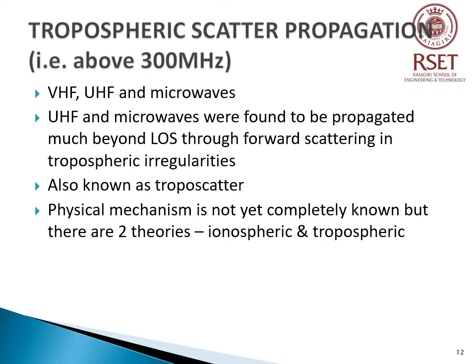The physical mechanism is not yet completely known, but there are two different theories involved. First one is ionospheric and is believed to be resulted from scattering of radio waves from lower E layer of the ionosphere. And the second mode is tropospheric and is thought to be result of scattering from either blobs or fine layers in the troposphere.